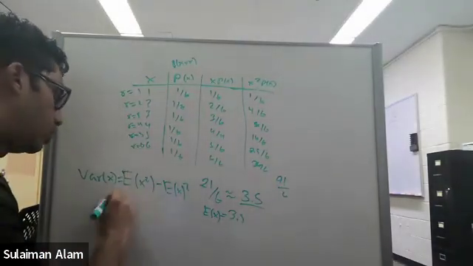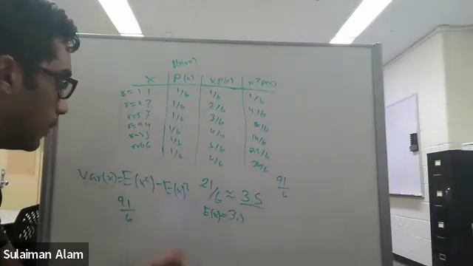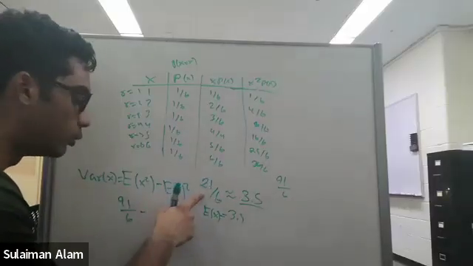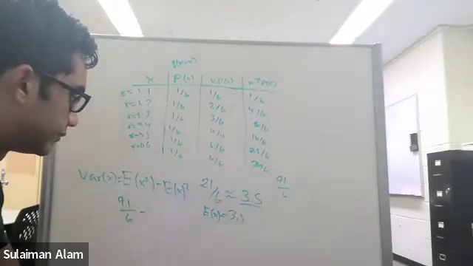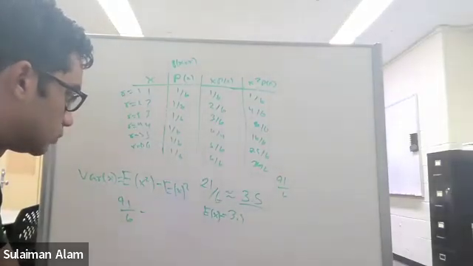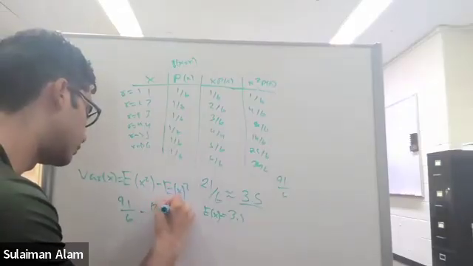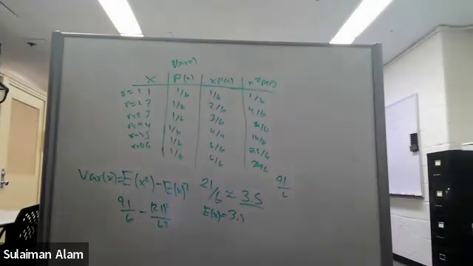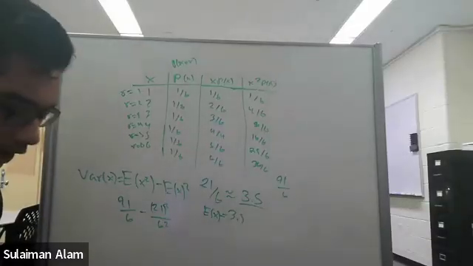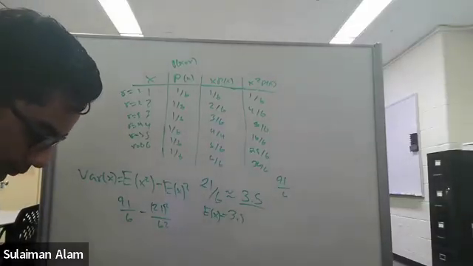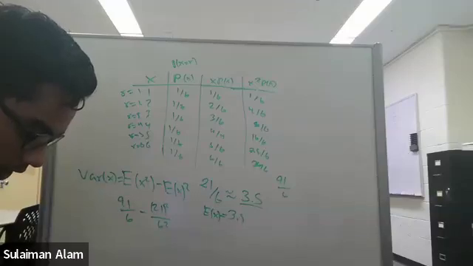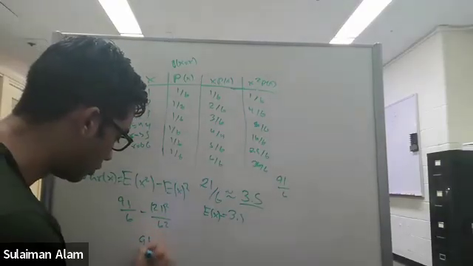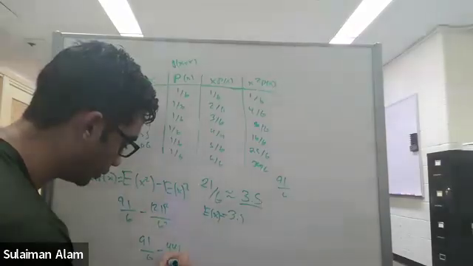So if I want the variance of x, it's going to be E of x squared, which is 91 over 6, minus E of x squared, the expected value squared. So this is minus 21 over 6 squared. This is going to be 21 squared over 6 squared. 21 squared is 441. 21 times 21, it is! Holy shit, I'm goated. So 91 over 6 minus 441 over 36.